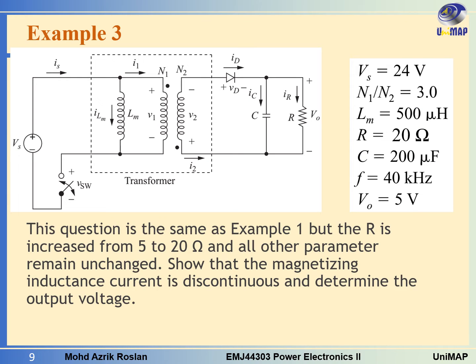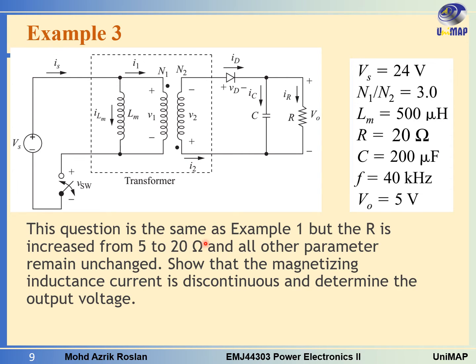Now we move to example number 3. The question is the same as example 1, but we want to see the effect of increasing R. Now we increase the R from 5 to 20 ohm, and all other parameters remain unchanged. So what happened when we increase the resistance from 5 to 20 ohm?